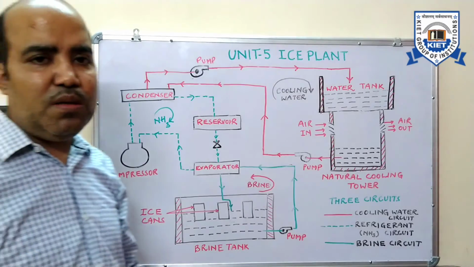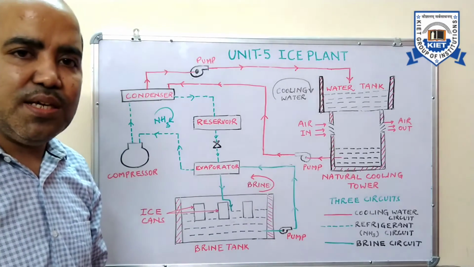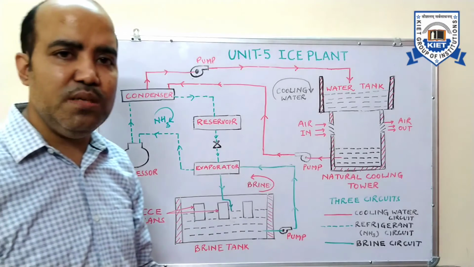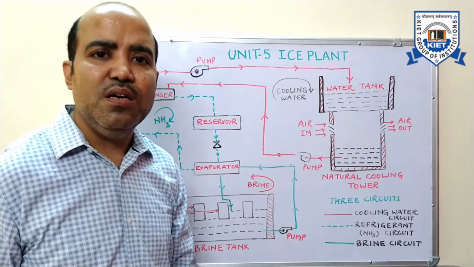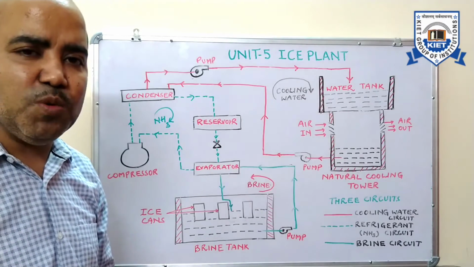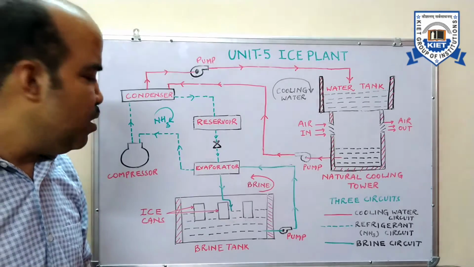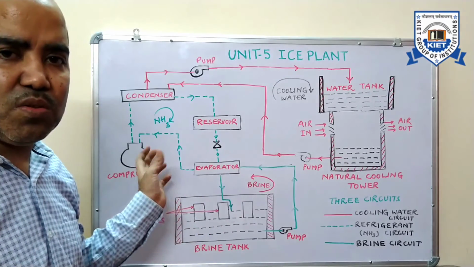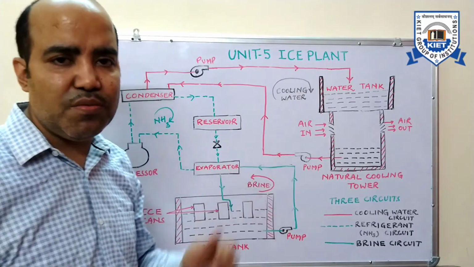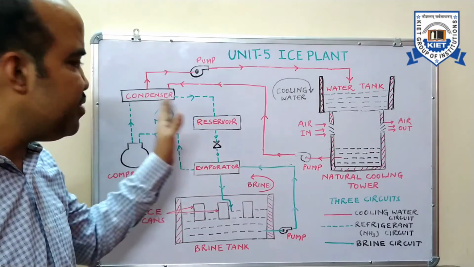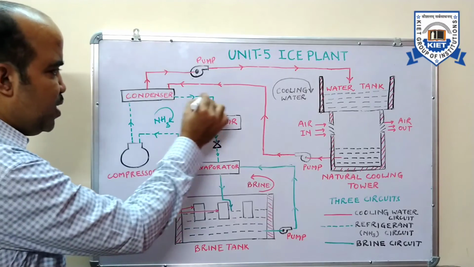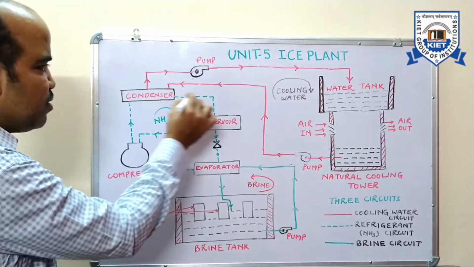Now ammonia, you are already aware that it has the highest latent heat of vaporization. It has 0 ODP, and GWP also has a very small value in case of ammonia. Apart from that, it is non-corrosive if you use material compatible with ammonia in the refrigeration circuit. So this is the one which is called the refrigerant circuit, right?